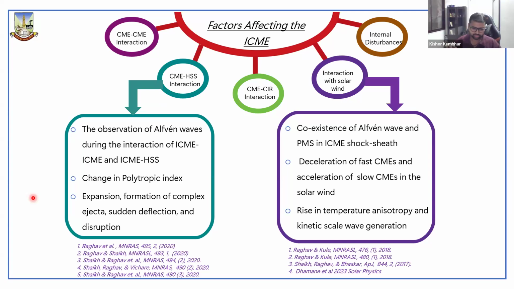These interactions have profound implications on the overall ICME dynamics in such a way that they affect the structure of the ICME, or sometimes even modify the thermodynamic behavior of the ICME by changing its polytropic behavior, or sometimes accelerate or decelerate the CME, and sometimes even cause a rise in the temperature anisotropy of the ICMEs, which may in some cases generate some kind of kinetic scale fluctuations or instabilities of waves. Along with this, these interactions also affect the intrinsic dynamics of the ICME flux rope.